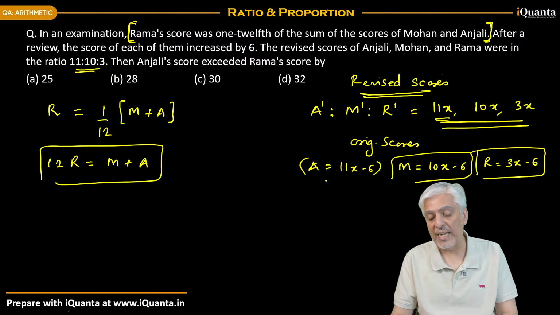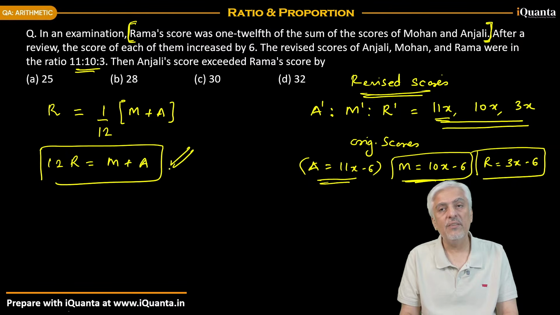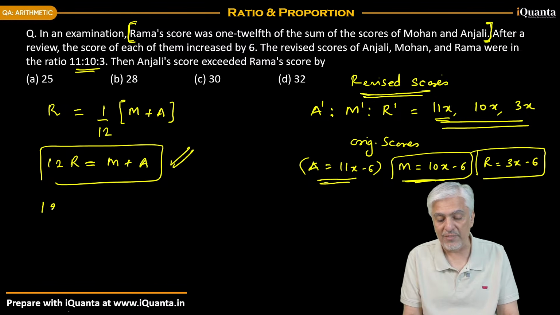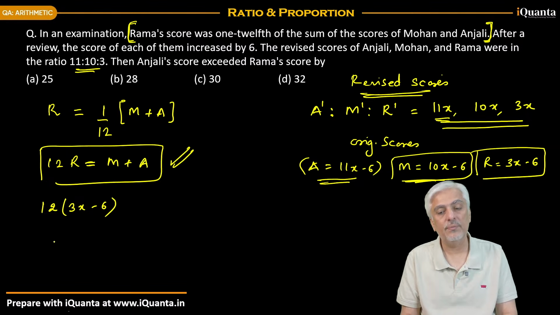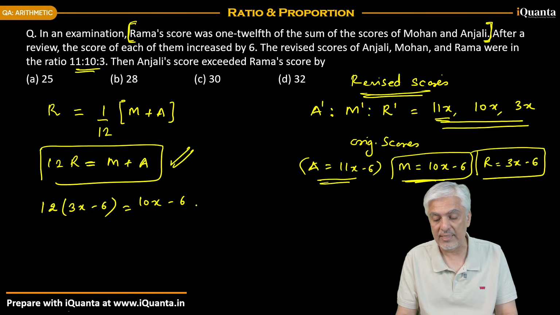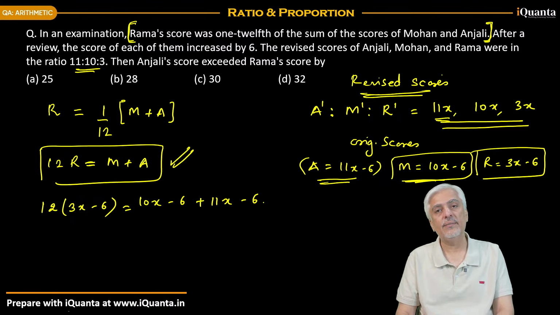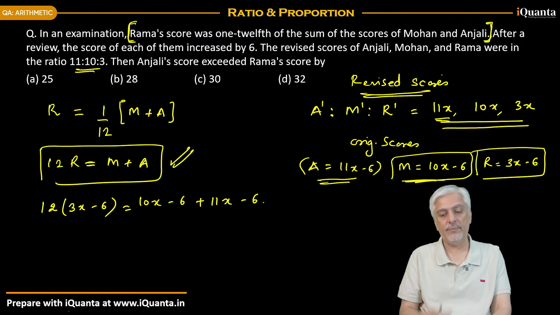Now, what I have got over here, these are the original scores. Just put them in this equation which we had made. We had made an equation. When you put an equal to sign, you have made one equation. So just put it very carefully. So 12 into Rama, so 12 into 3x minus 6 is equal to M plus A. M is 10x minus 6 and A is 11x minus 6. Now you just need to solve it carefully. This is my way of doing it. This is how I would do it.